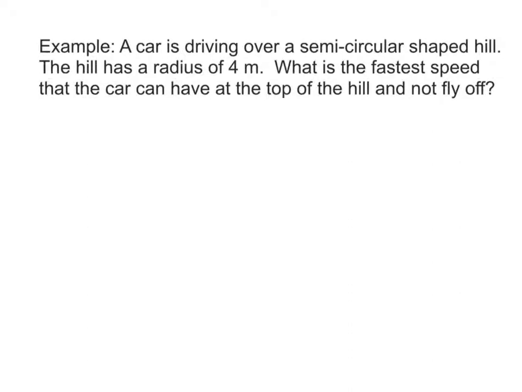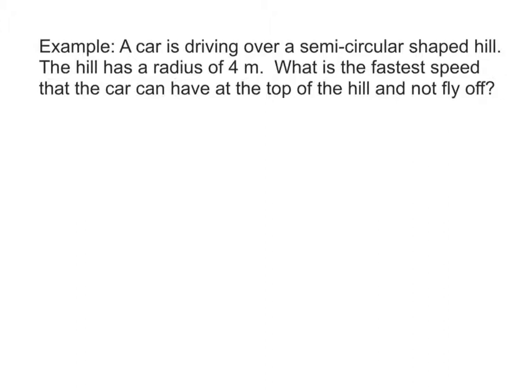This is the third problem in the sheet that says uniform circular motion, examples, and practice problems. A car is driving over a semicircular shaped hill. The hill has a radius of 4 meters. What is the fastest speed that the car can have at the top of the hill and not fly off?